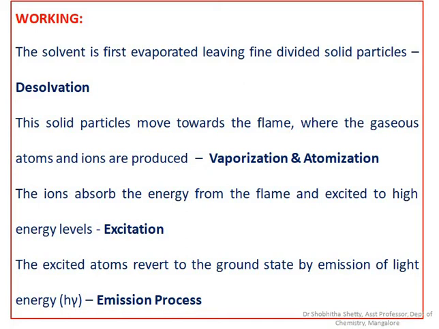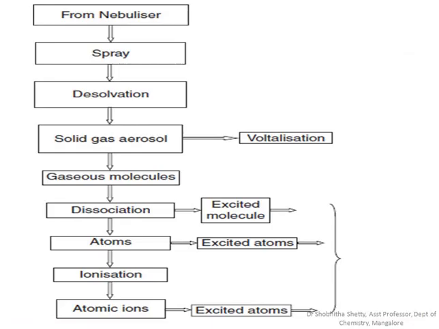These are the main four processes involved during the flame photometry analysis. As you can see, a block diagram is represented here, where the sample is sprayed through the nebulizer. The first step is atomization, where there will be desolvation followed by solidification of the residue, and they are dissociated into gaseous molecules.